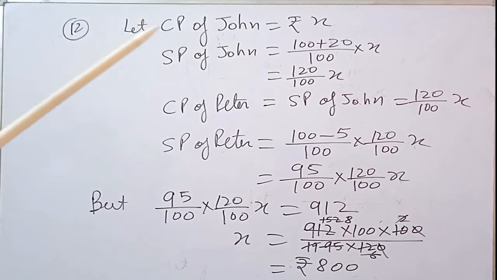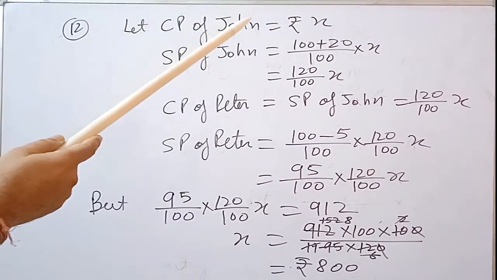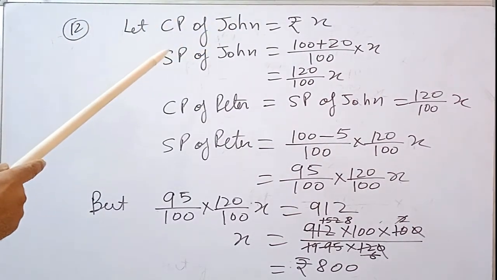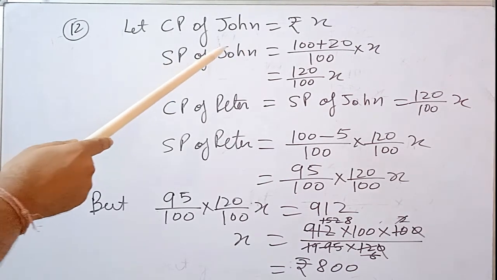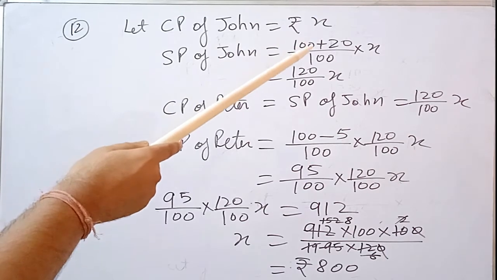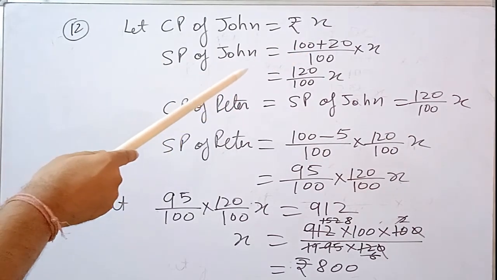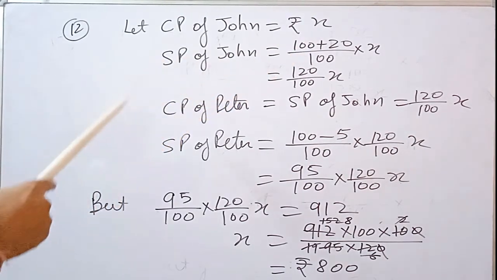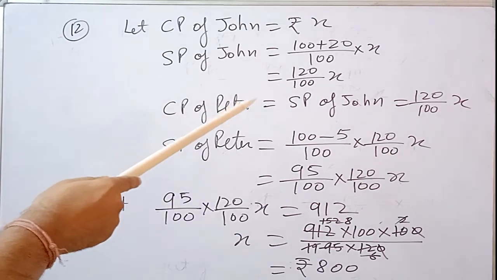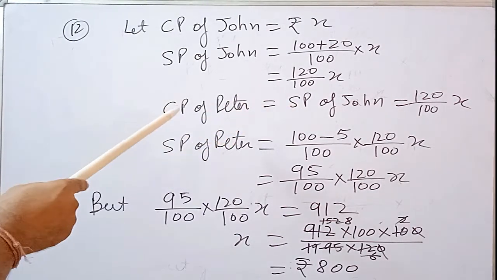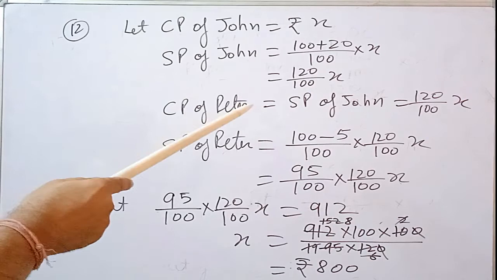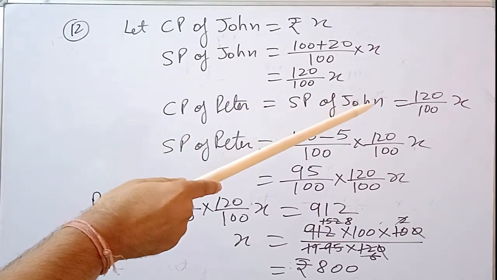Let the cost price of John be X. So the selling price of John, that is John sold to Peter at 20% profit, that means (100 plus 20) upon 100 into X. So selling price of John equal to 120 upon 100 X. Cost price of Peter equal to selling price of John, because Peter purchased the article from John, so that is 120 upon 100 X.